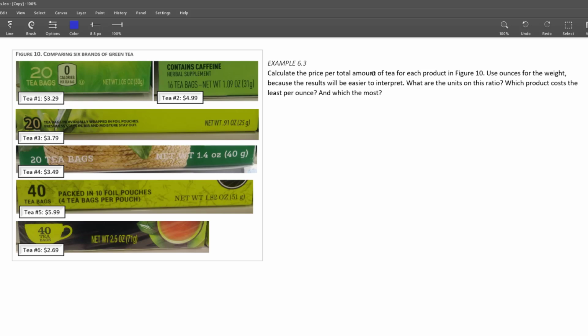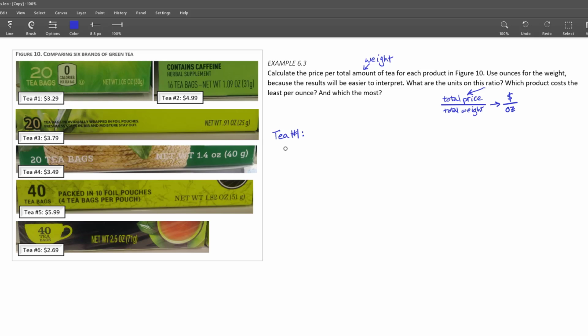In example 6.3, we're going to calculate the price per total amount of tea for each product in figure 10. Use ounces for the weight because the results will be easier to interpret. What are the units on this ratio? So total amount, of course, means weight. So the ratio we will be calculating in this case is going to be total price over total weight. We're measuring the price in dollars, and in this case, we're going to measure the weight in ounces. So I'm going to use oz for that. So our units are going to be dollars per ounce.